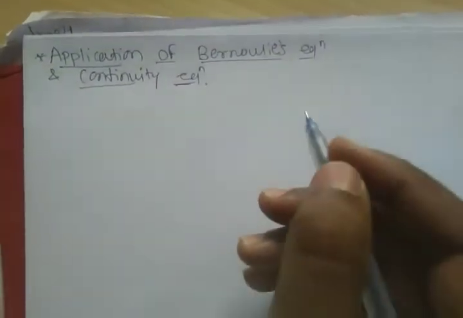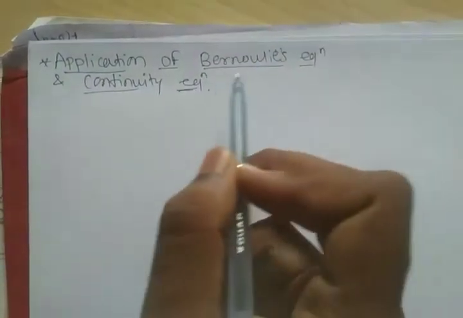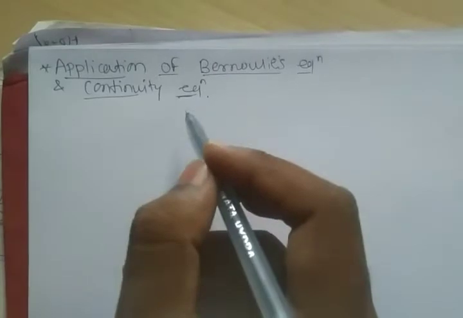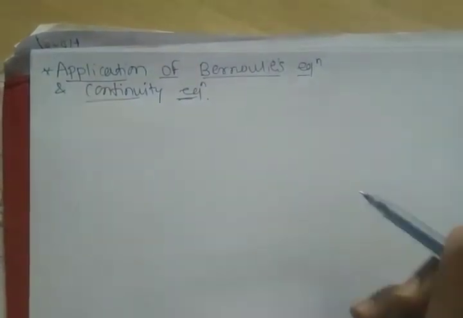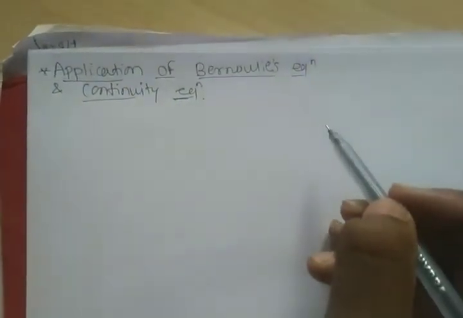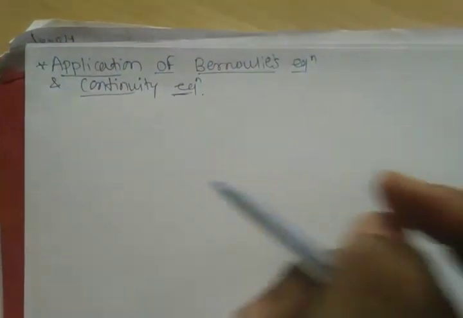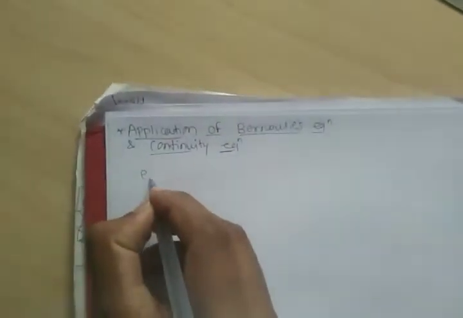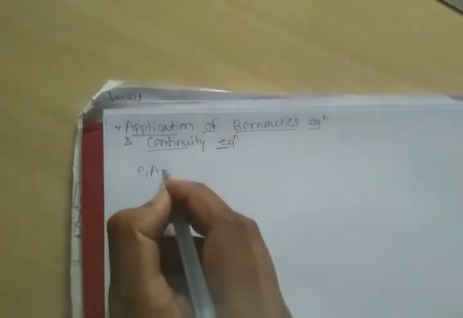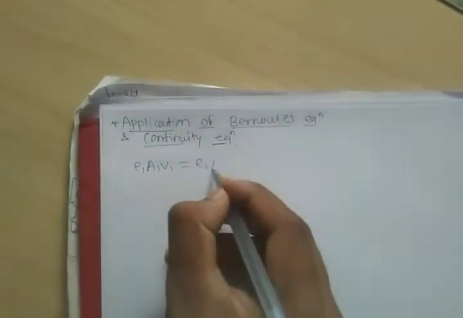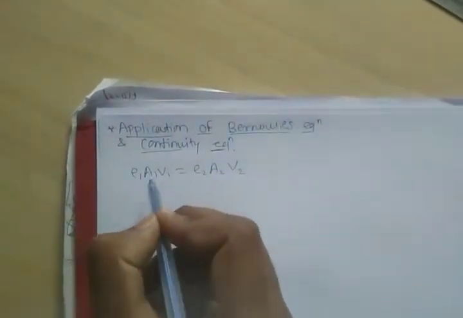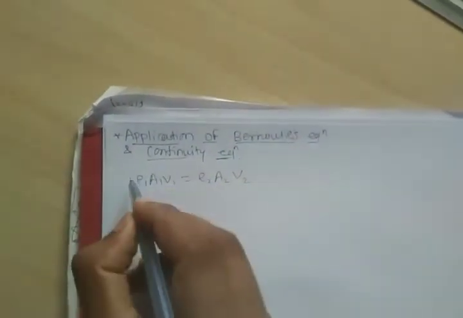Hi, today we will discuss the application of Bernoulli's equation and the continuity equation, and later we will discuss the hydrostatic pressure and its equation. So what is the continuity equation? We know the continuity equation as rho1 A1 V1 equal to rho2 A2 V2. Rho is the density, A is the area, and V is the velocity. This is the continuity equation.